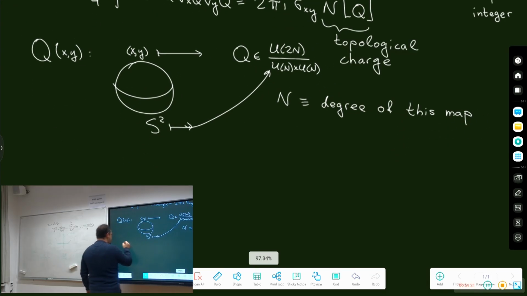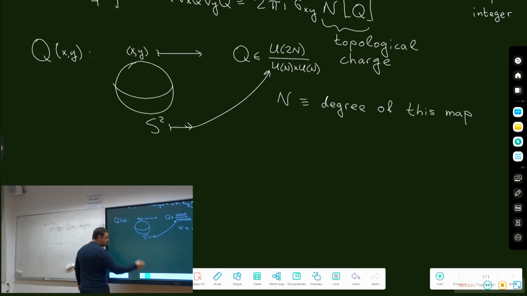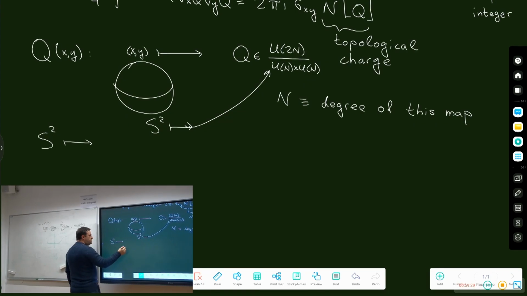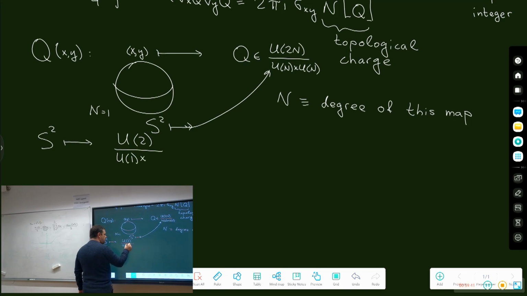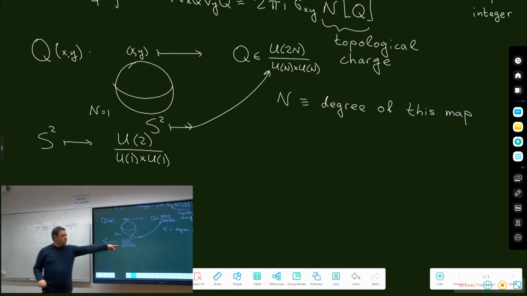So we have a map from S2. S2 is a two-dimensional sphere. Imagine we map S2 into the manifold. Let's fix the number of replicas equals 1, just for simplicity. U equals 1. U2 divided by twice U1. What is this manifold?